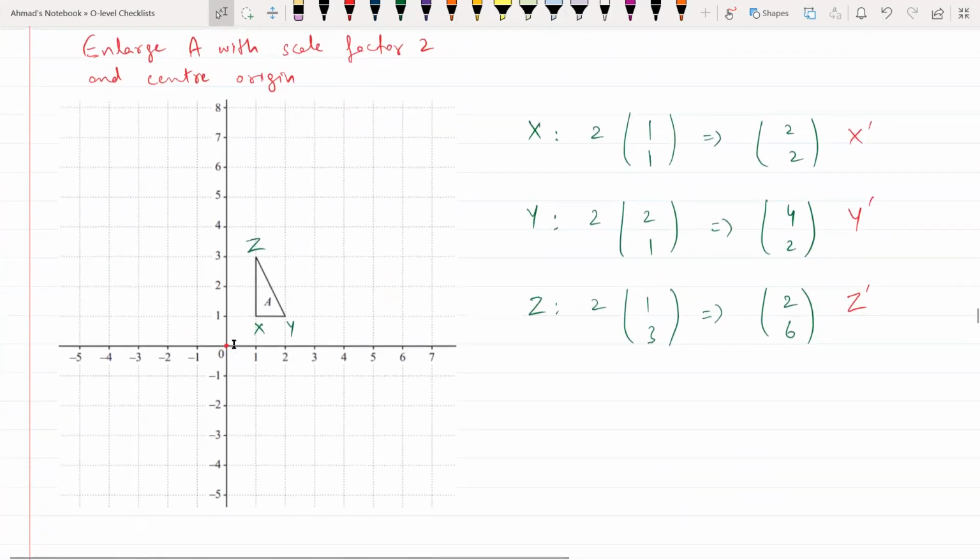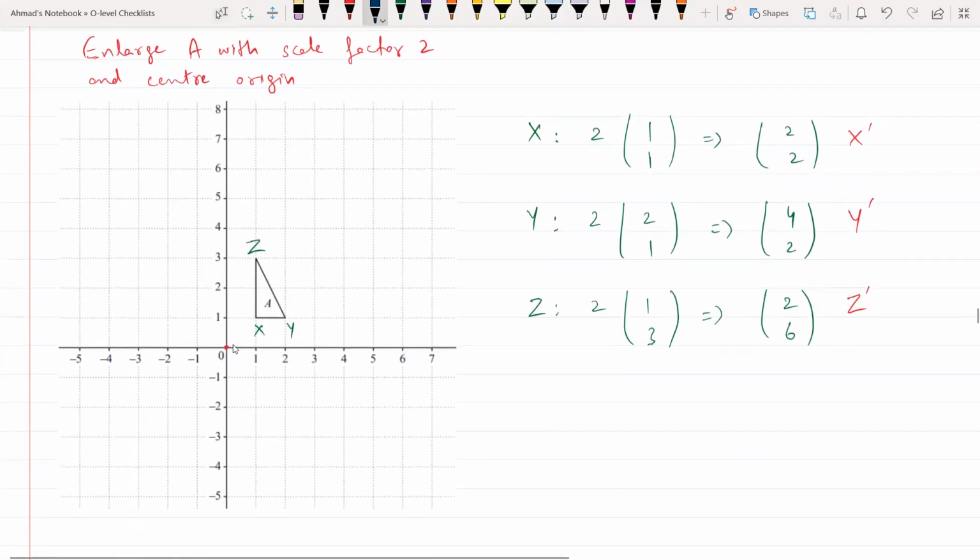Okay, now let's take a couple of examples. So let's say you've got this triangle A again. You want to enlarge it with scale factor 2. Now scale factor 2 means that its lengths, its sides, will become 2 times bigger than before, and the center of enlargement here is the origin. Origin is the center of enlargement.